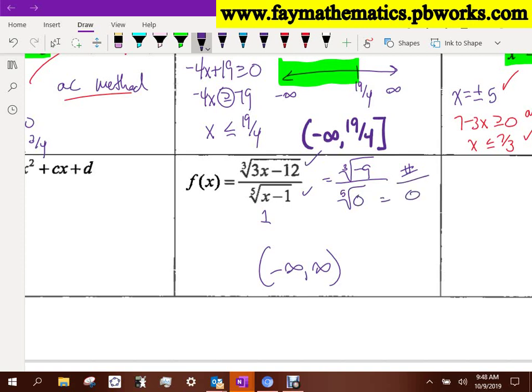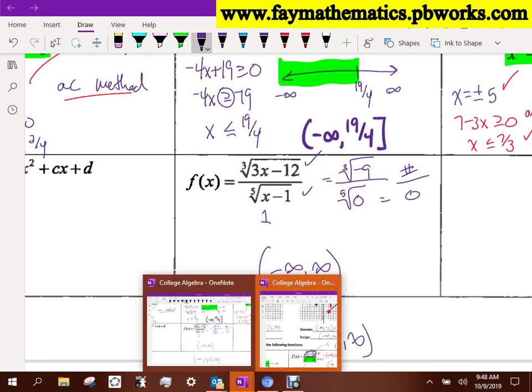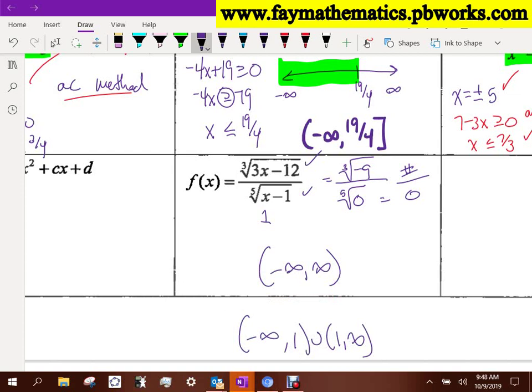It's a real number. I get a real number divided by a real number, but can I take a real number divided by 0? No. So 1 needs kicked out. So negative infinity up to 1 union 1 to infinity is what we're looking for. All right? And I think that's an attention to detail type thing. I think we look at it and say, oh, he said we could, as long as this index was odd, we're fine. Remember, we're still dividing here.